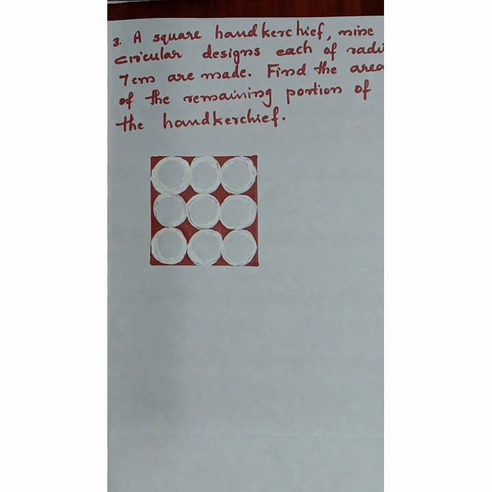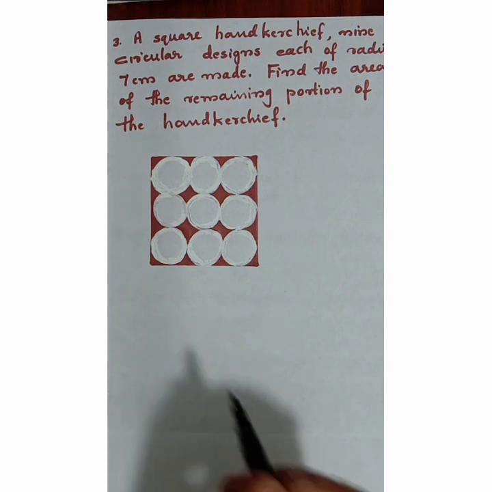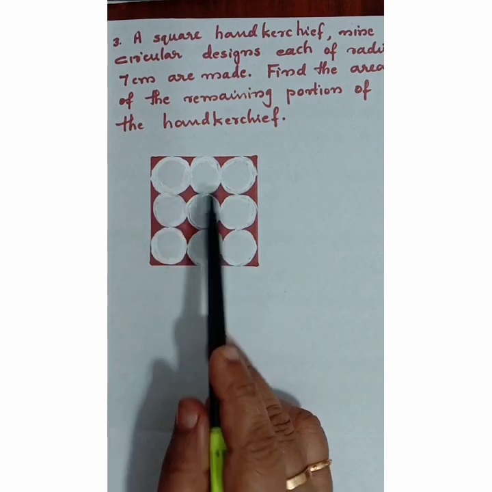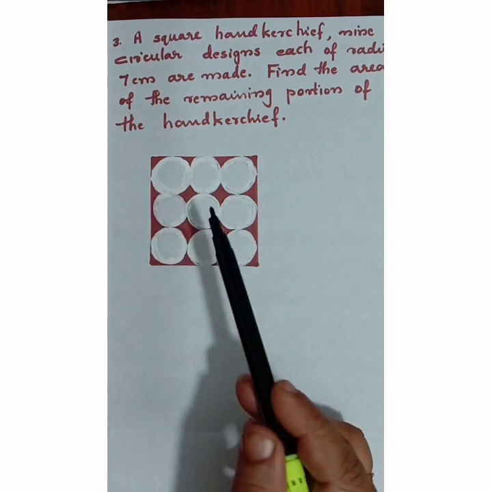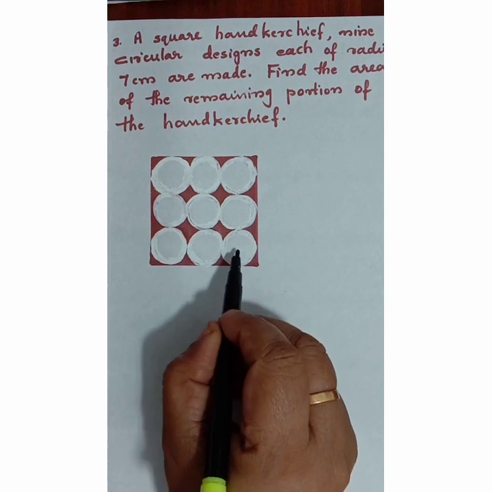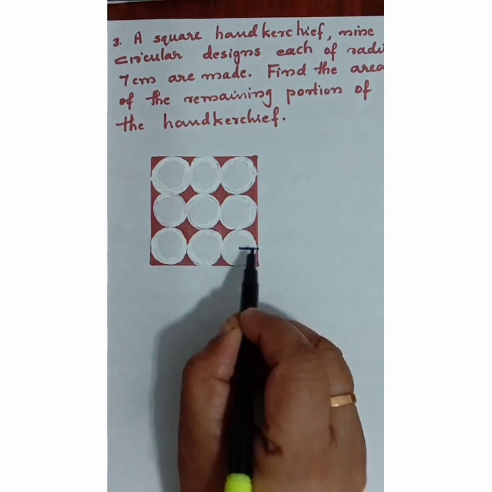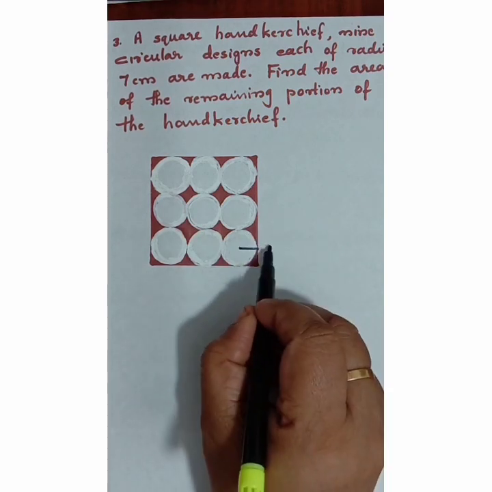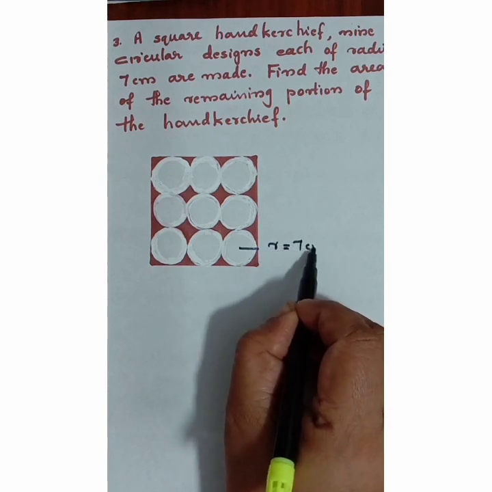Here we are going to discuss the question from areas related to circle. Let us see the question. A square handkerchief, 9 circular designs, each of radius 7 cm are made. Find the area of the remaining portion of the handkerchief. So in the question it's clear that there are 9 circular portions and each one is having radius 7 cm. Let us take this. And here you can see radius 7 cm. Radius equal to 7 cm.